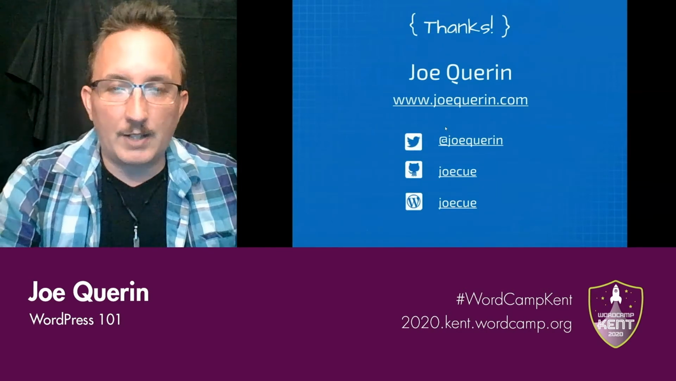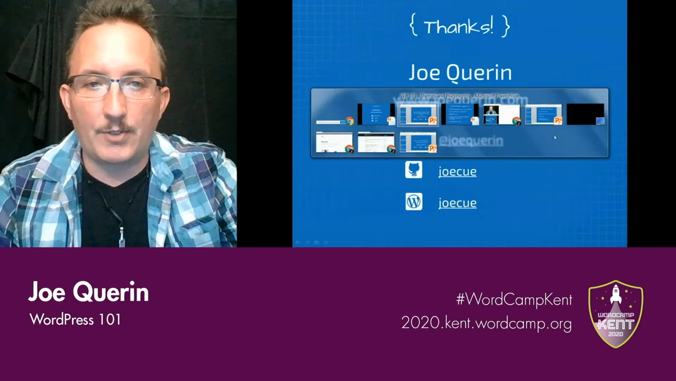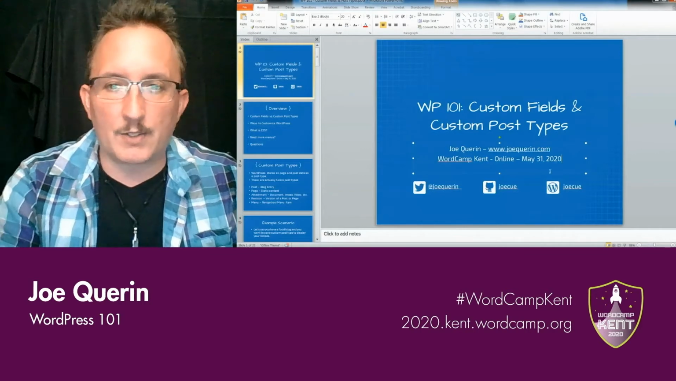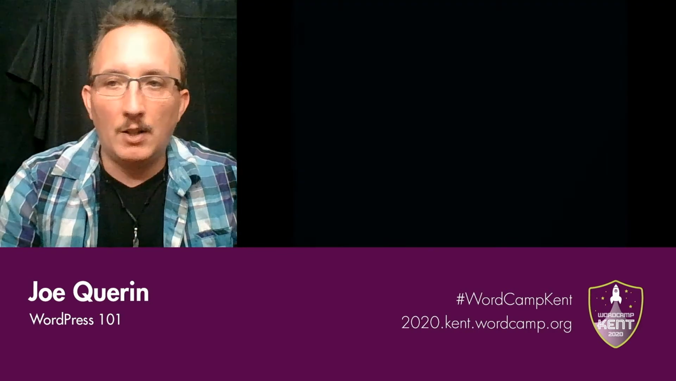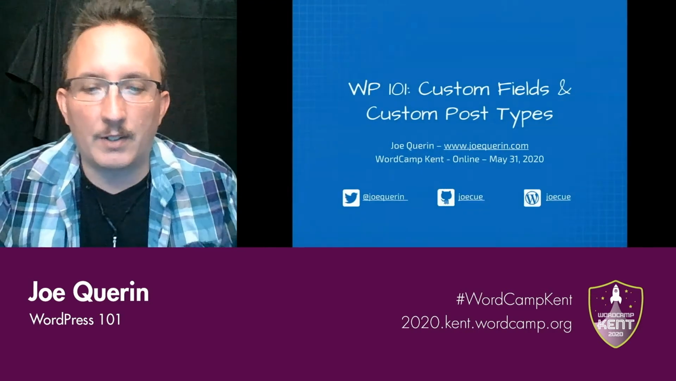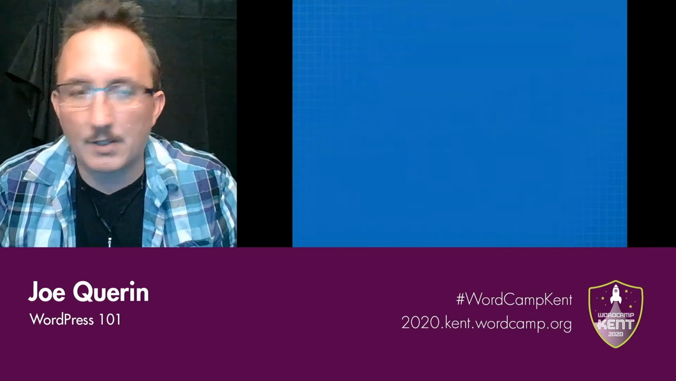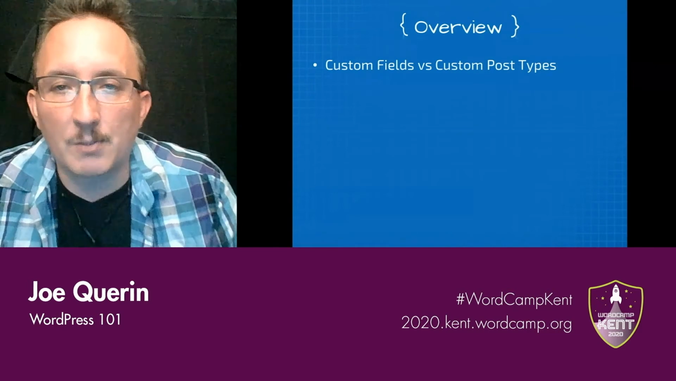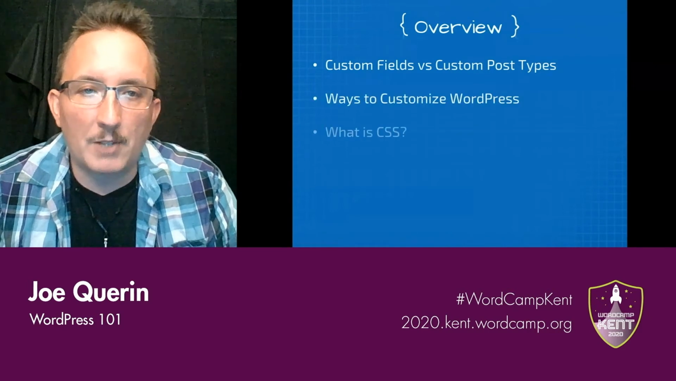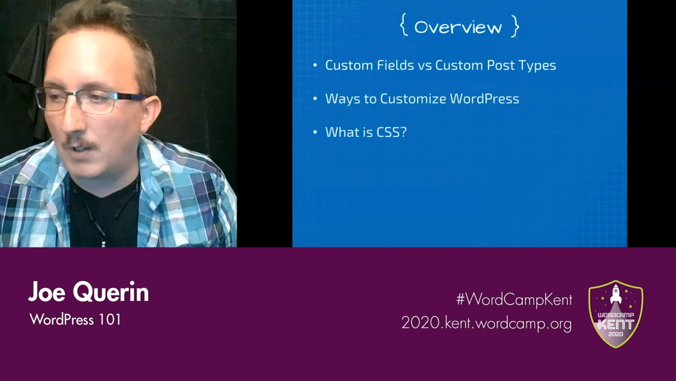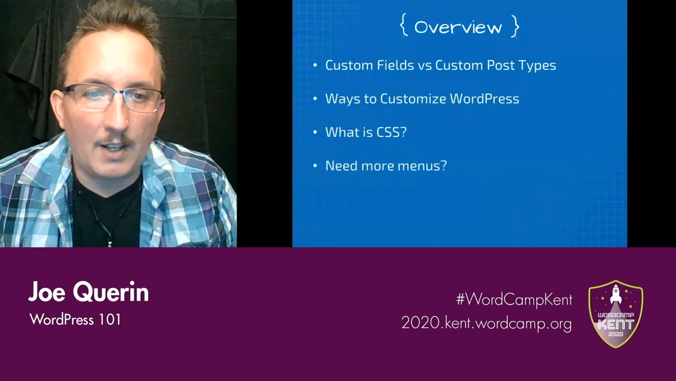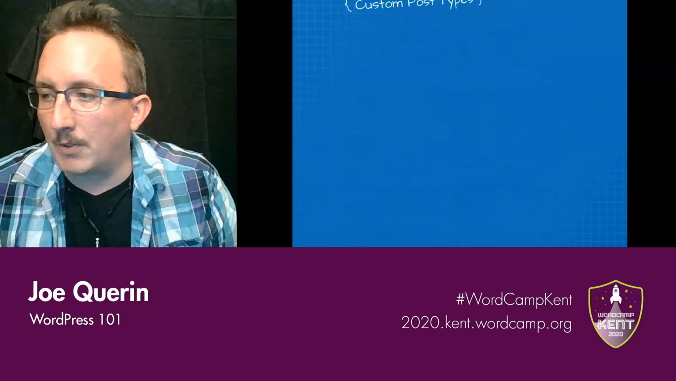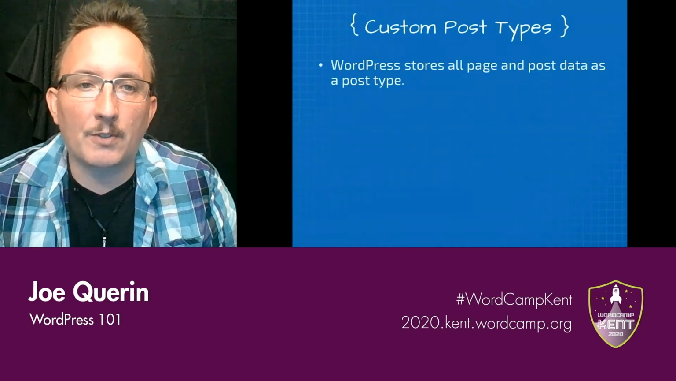So we have about 10 minutes left. I'll cycle through to custom fields and post types. I think this one talks a little bit about menus as well. See how much of this we can get through in the 9 or 10 minutes that we have. So, overview: we'll look at custom fields versus custom post types, ways that you can customize WordPress. Maybe we'll be able to talk about what is CSS, and if you need more menus, how you can add those. And then, like I said, hopefully we should have some time at the end for some questions.